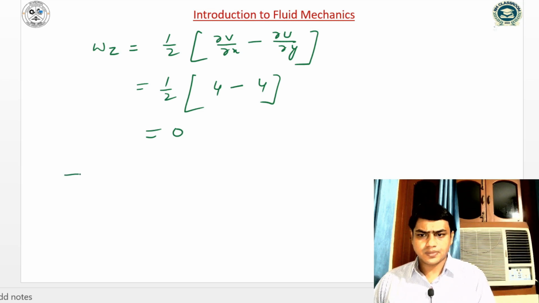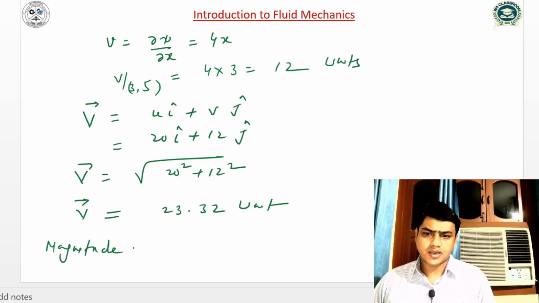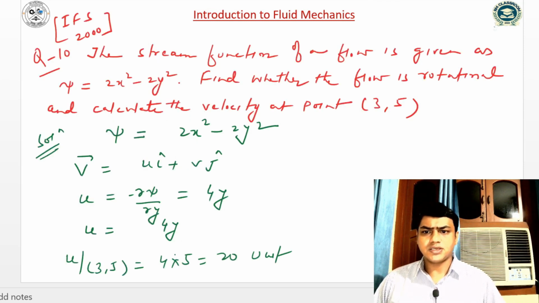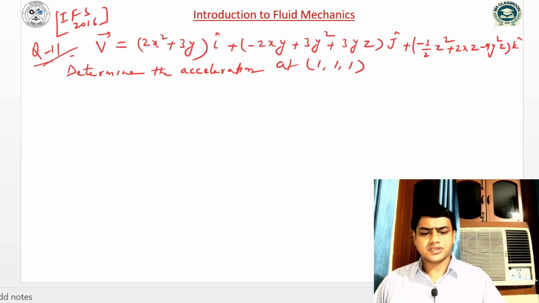So we can write, flow is irrotational. And the magnitude of velocity we have computed. Magnitude of v is equal to 23.32 units or meter per second. So in the first question, firstly we have computed the velocity component in x and y direction, and then we have computed whether the flow is rotational or irrotational, and computed the magnitude of velocity. Let us take another problem.